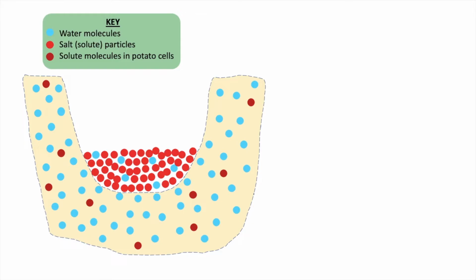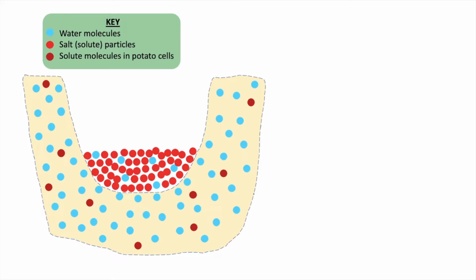So back to our illustration of the potato slab with the salt-filled cavity. You may have noticed that there are a lot of blue dots inside the potato compared to what we are seeing within the cavity. So if we take a look at the key at the top of the screen, you'll notice that the blue dots represent water molecules or water particles. The red represents the salt particles, which are solute particles, and the burgundy dots represent any solute particle that might be present within the potato cells.